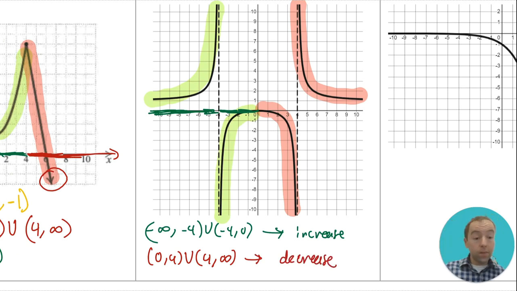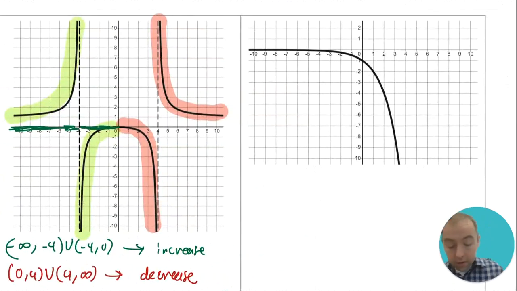And then one last example of looking at increasing and decreasing portions of functions. You can see there's this graph right here where obviously it's decreasing right here.